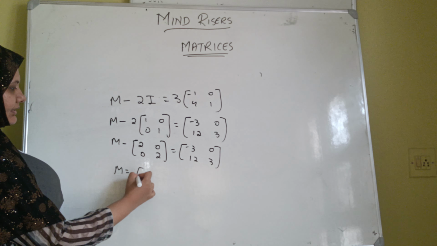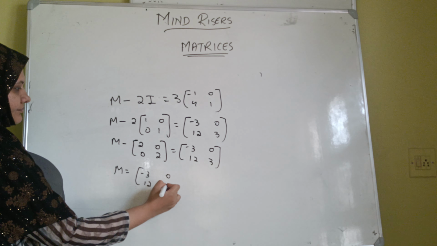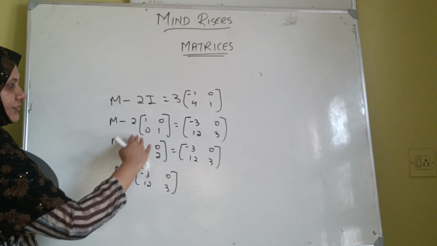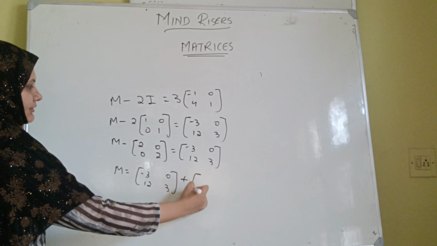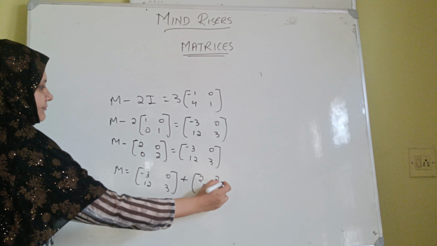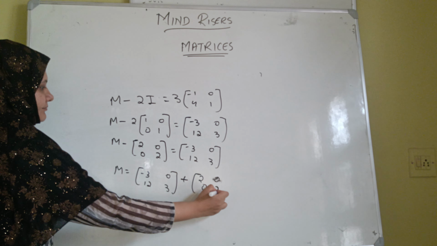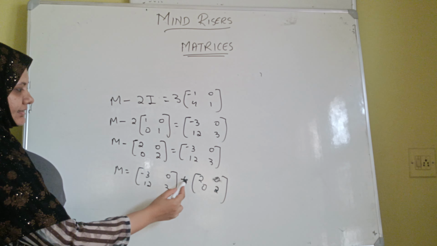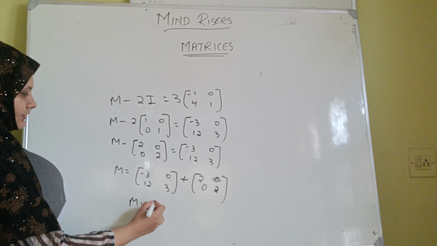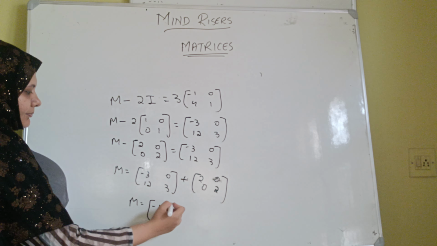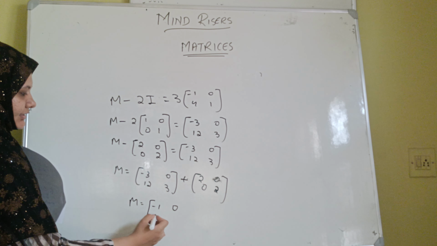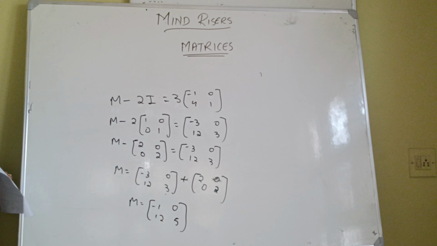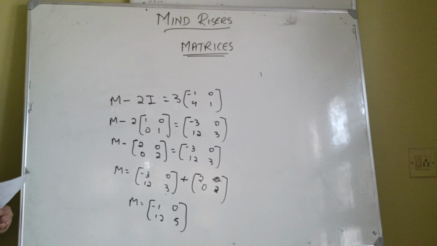So M would be, now since this matrix has a minus sign here, when we shift to the other side it becomes plus. Now add the elements in the same position. So -3 plus 2 will be -1, 0 plus 0 is 0, 12 plus 0 is 12 and 3 plus 2 is 5. So this is the value of matrix M.